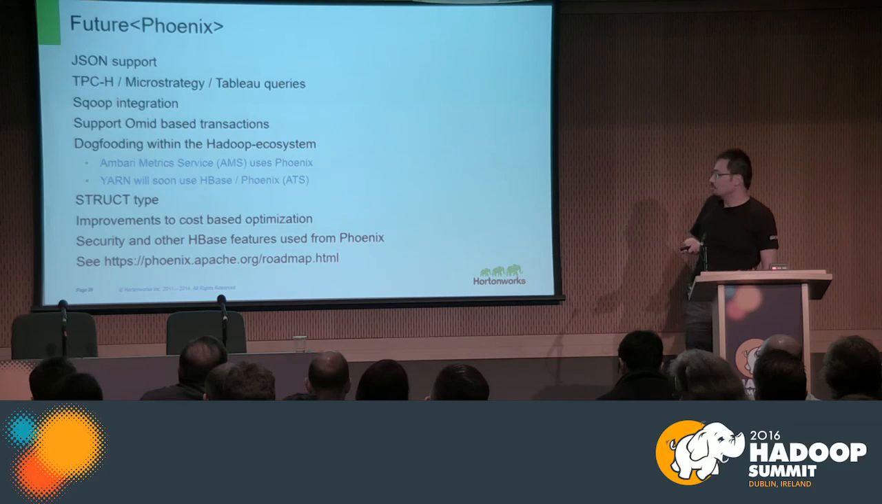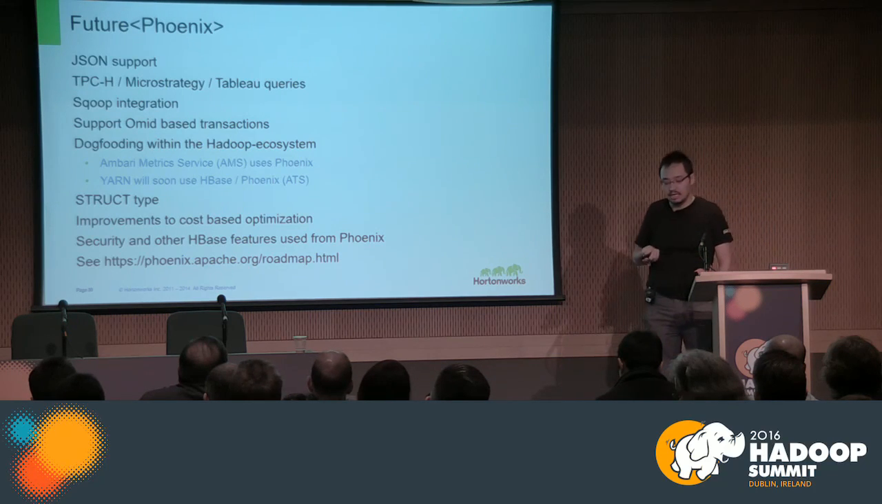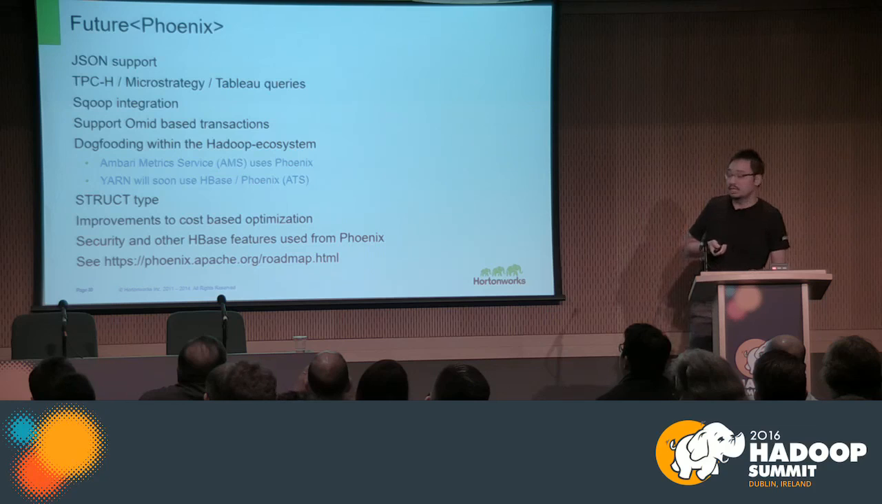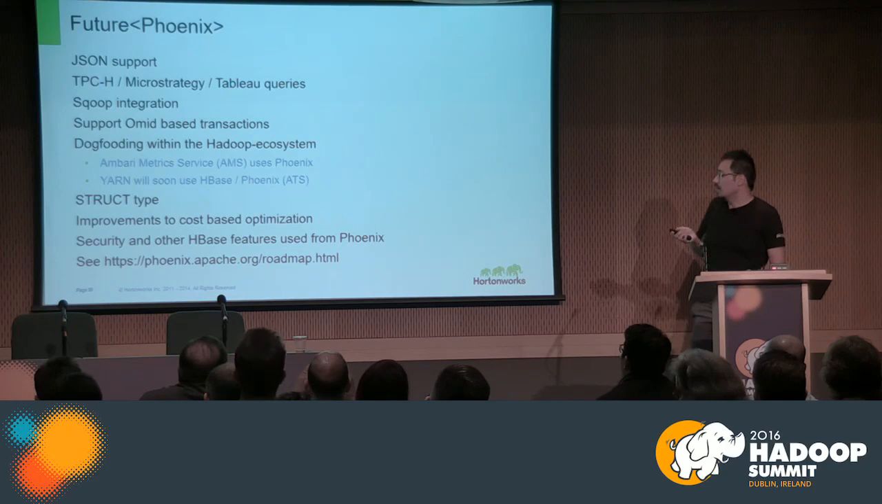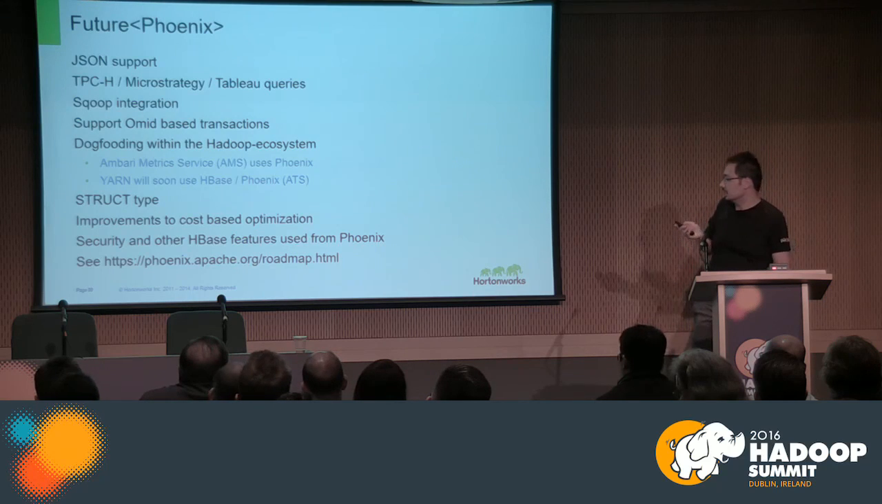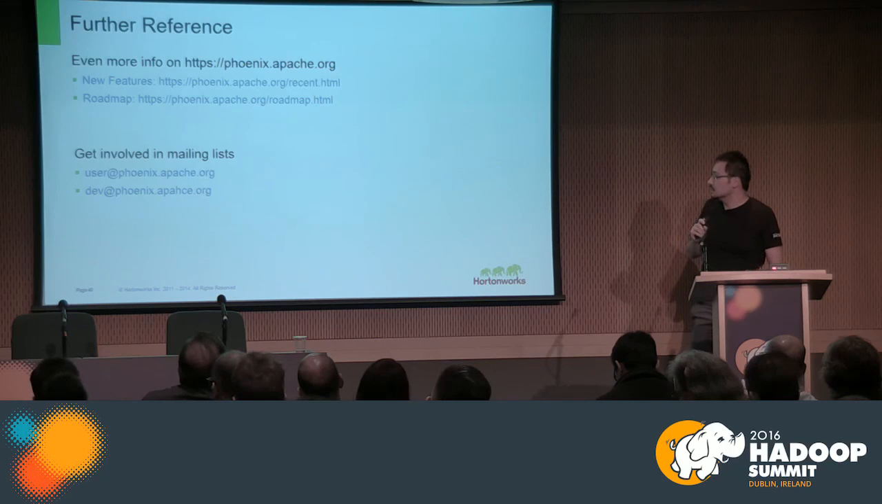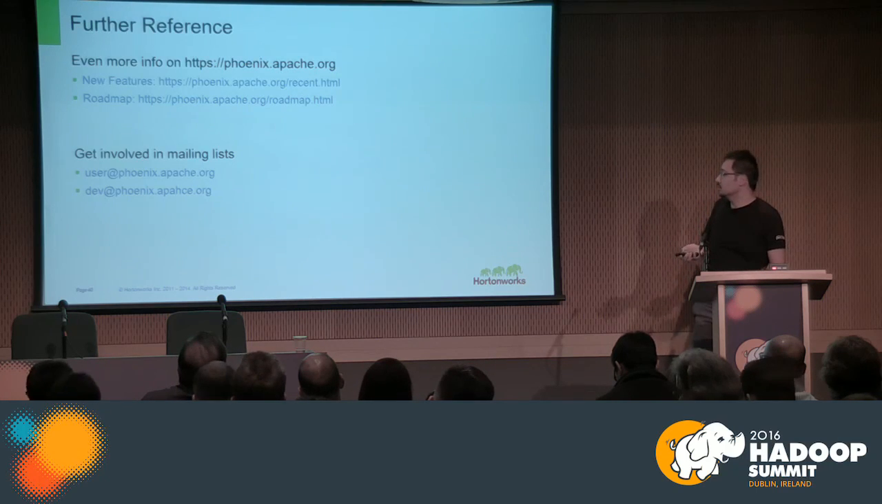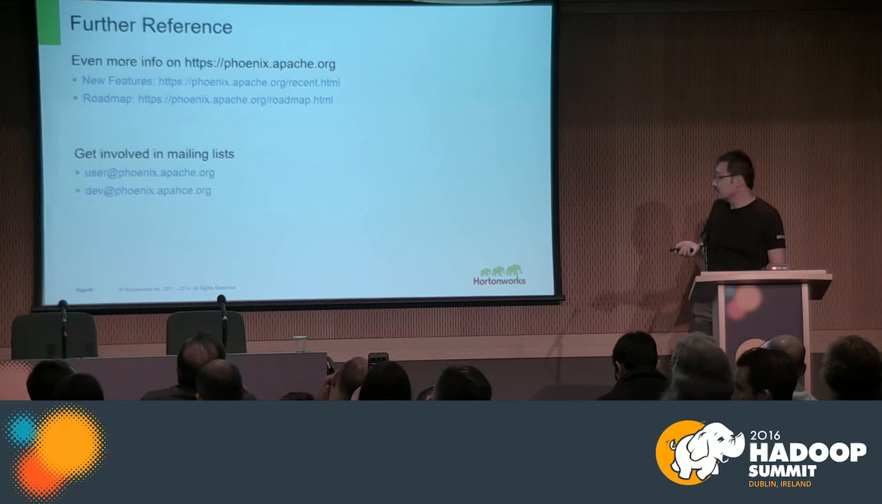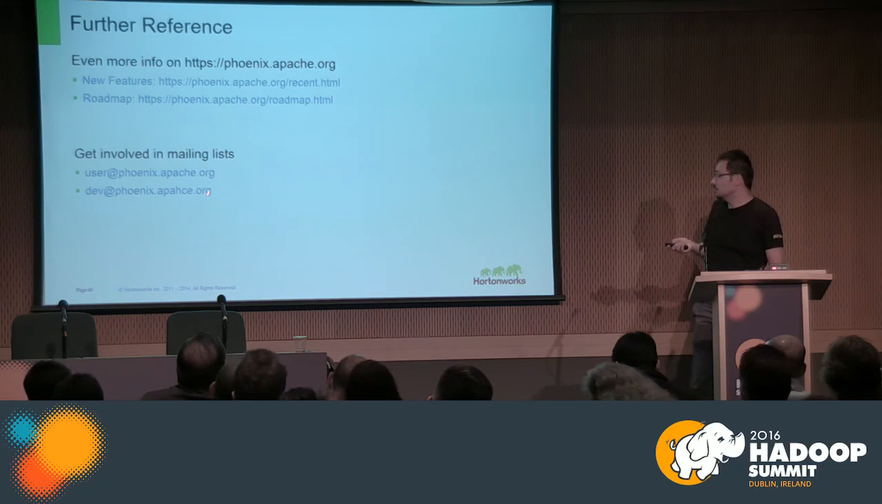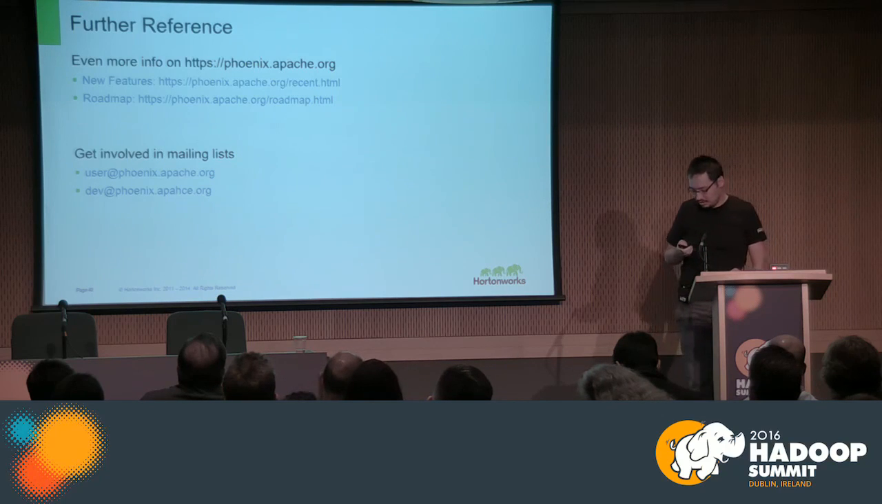Also, there's some dogfooding within the Hadoop ecosystem. Nowadays, the Ambari Metrics server already uses Phoenix. And YARN will also soon use HBase and Phoenix for the ATS, the Application Timeline Service. All right. This is just for reference. You can get more information in the official Phoenix pages. And if you're interested, obviously, join the mailing list for more discussion.